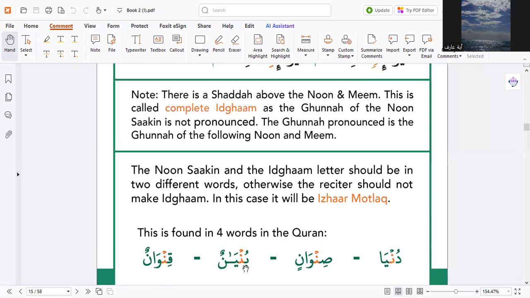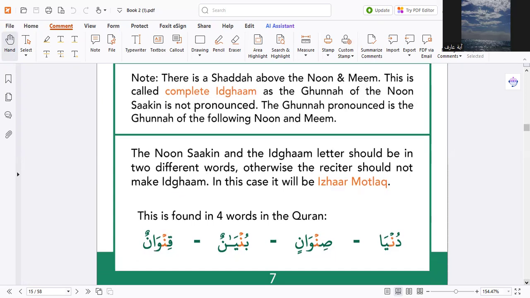Noon followed by ya in one word is also izhar mutlaq, and noon sakina followed by wow in one word is too. So idgham happens in two separate words, two words that come one after another, not in one word. If it comes in one word, then it will be izhar mutlaq.